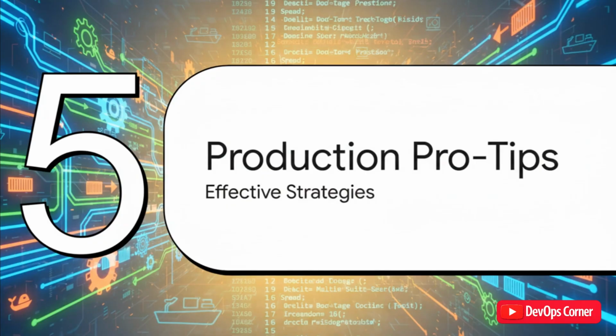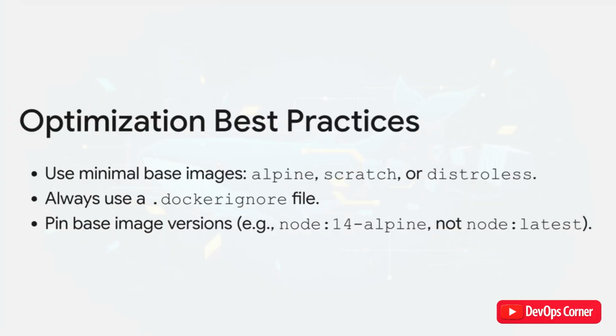Okay, now that you can see how powerful this is, let's cover a few pro tips to make your multi-stage builds even more lean and secure for a real production environment. All right, first up, for your final runtime stage, always use the smallest base image you can get away with. An Alpine image is great. Scratch is even better if you have a static binary. And for top-tier security, check out Google's distroless images. They have literally nothing in them but your app and its dependencies.